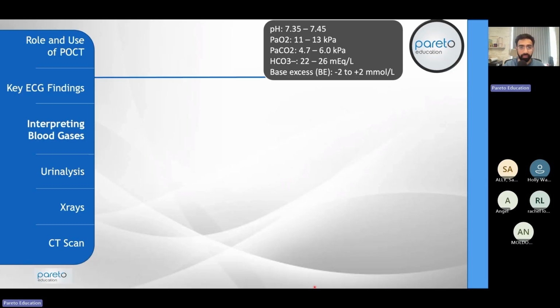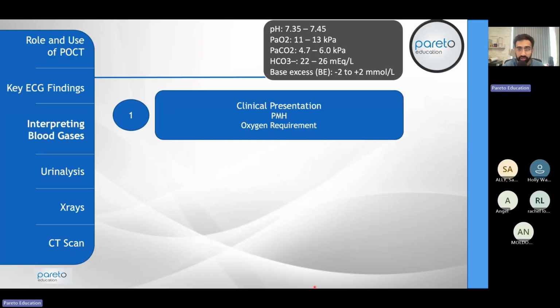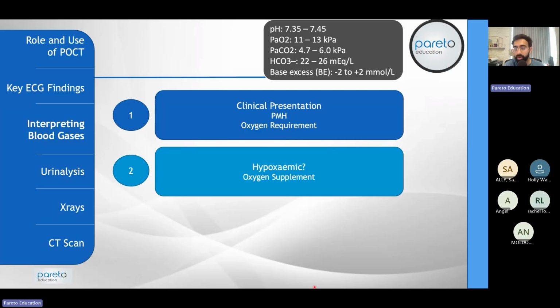So bringing it all together, the first thing is to always check for their clinical presentation, past medical history, and their oxygen requirement. If they are hypoxemic, we should always try to replace their oxygen first and foremost. So give them an oxygen supplement straight away. There used to be a thing whereby clinicians will try to reduce or limit the amount of oxygen they give to COPD patients on initial presentation, but actually treat hypoxia first and then titrate.